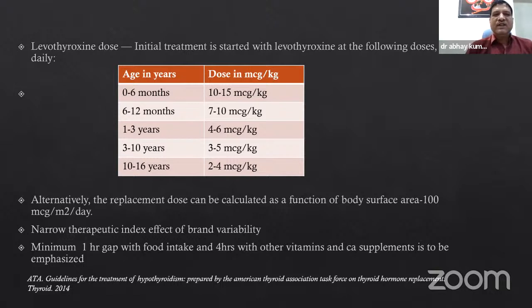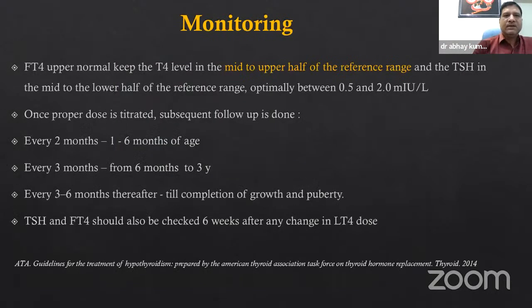Alternatively, the replacement dose can be calculated as a function of body surface area, that is 100 mcg per meter squared per day. Because of the narrow therapeutic index and brand variability, a minimum 1 hour gap from food intake and a 4 hour gap from other vitamins and calcium supplementation should be emphasized, particularly when you are starting replacement therapy.